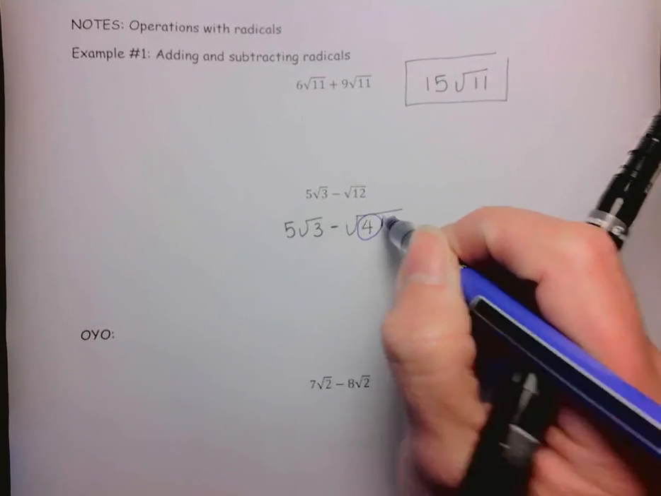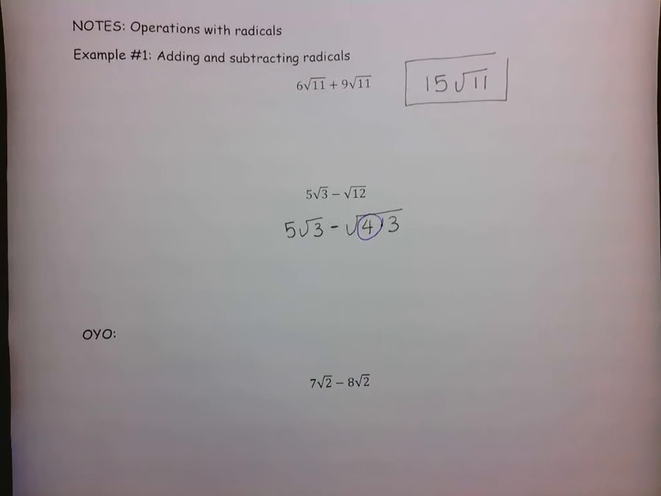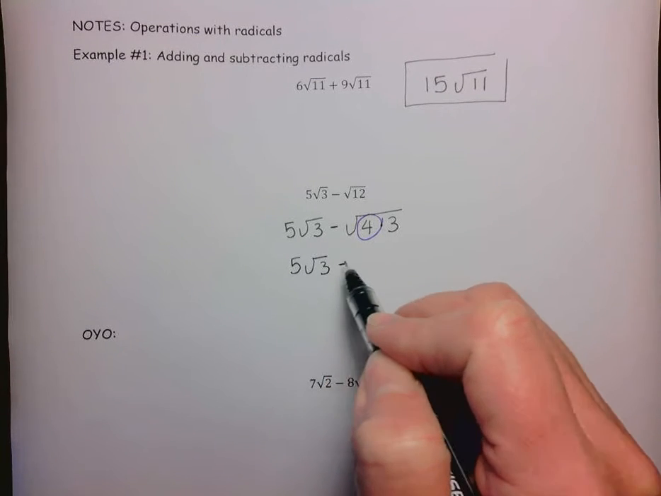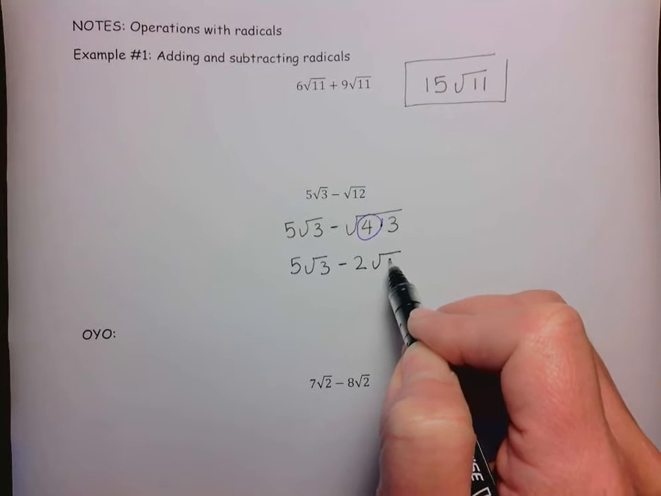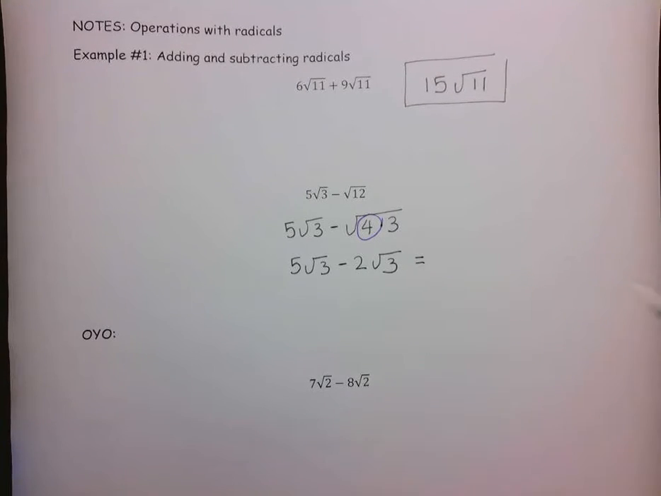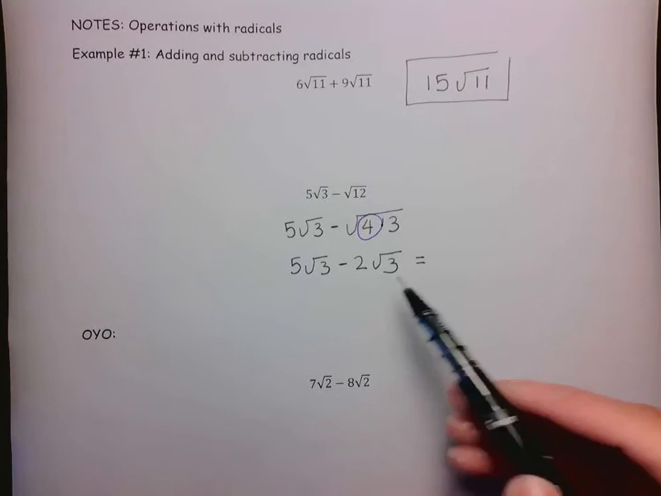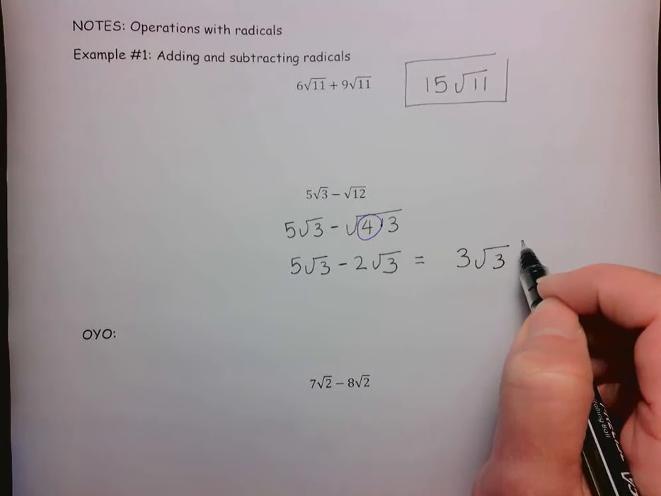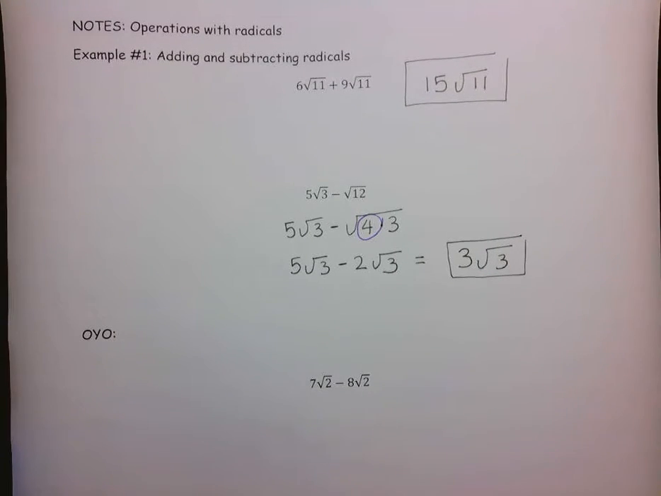The square root of 4 is 2. So I rewrote the square root of 12 as 2 times the square root of 3. Now I can combine these. And that is my final answer.